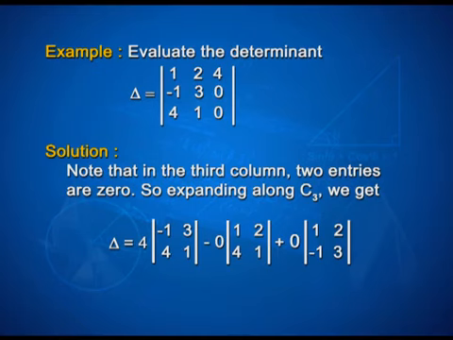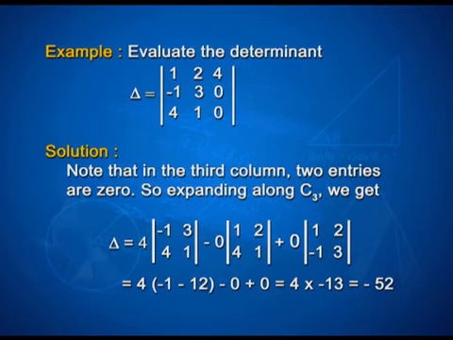This on simplification gives 4 into minus 1 minus 12 minus 0 plus 0, that is 4 into minus 13, and thus the answer is minus 52.